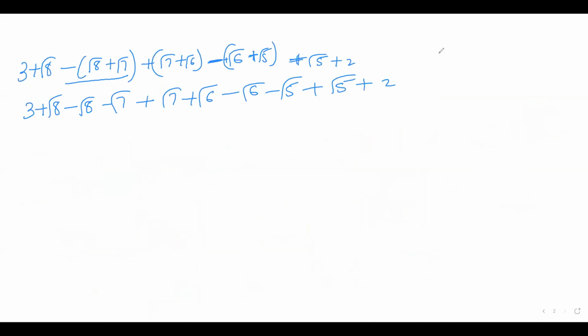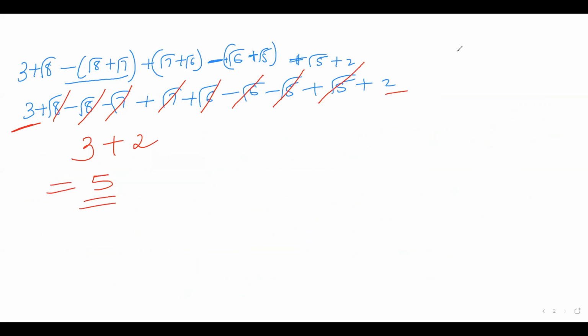Yes, now cancellation. Minus root 5 plus root 5 will get cancelled. Minus root 6 plus root 6 will get cancelled. Plus root 7 minus root 7 will get cancelled. Root 8 will get cancelled. What will remain finally? 3 is remaining over here and 2 is remaining over here, and the final answer is 5. Got it? So LHS is equal to RHS.